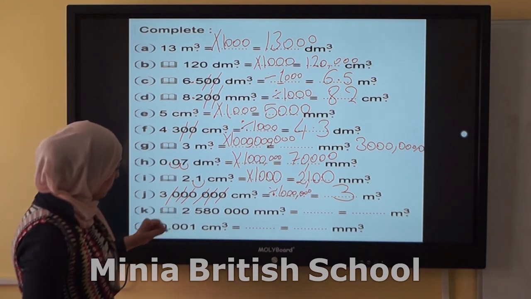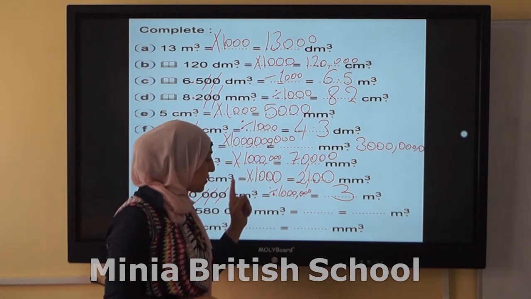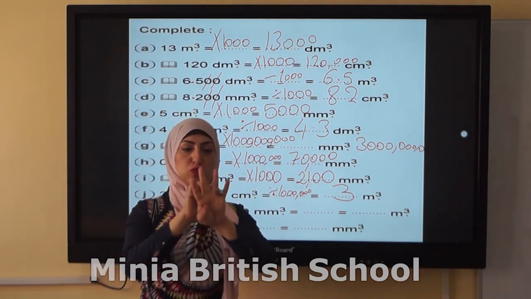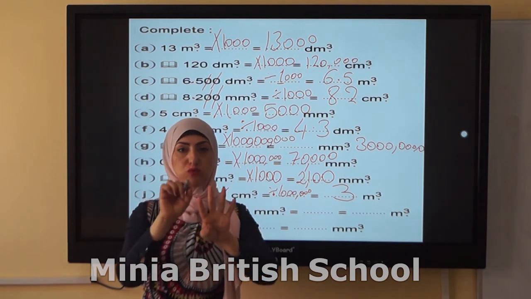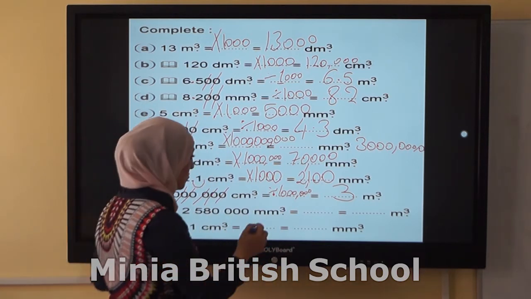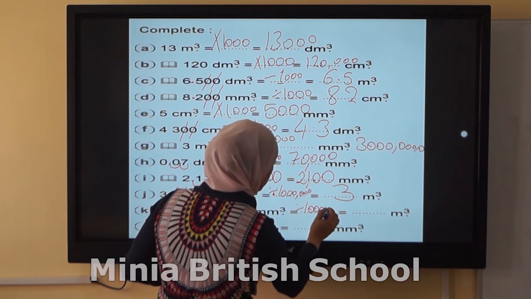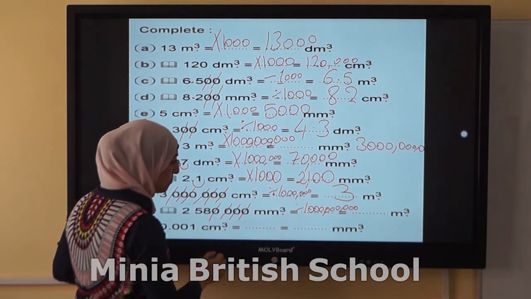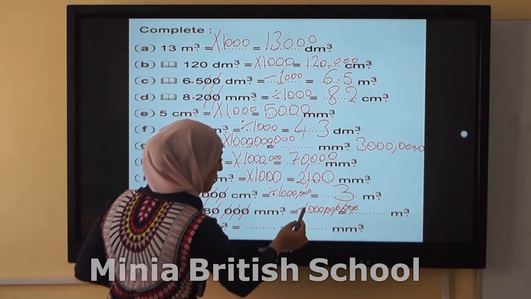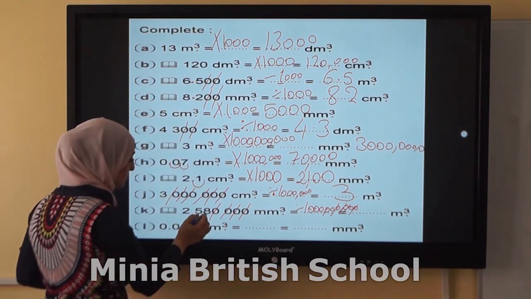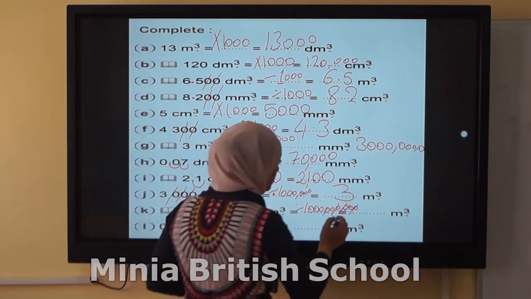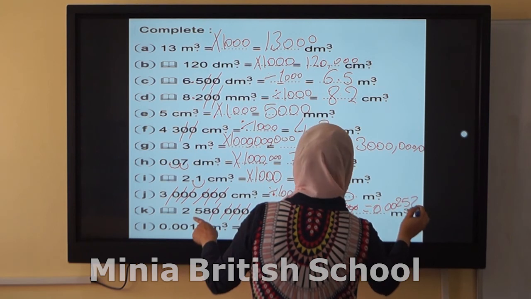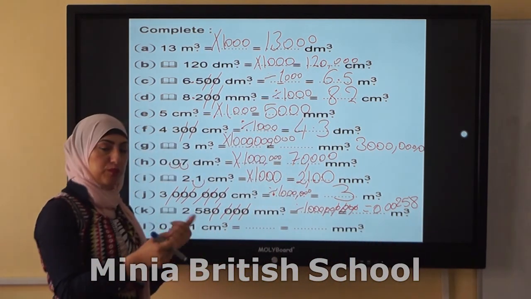The next, 2,580,000 cubic millimeters equals cubic meters. I want to convert from millimeter to meter. 1, 2, 3. Okay, 1,000 times 1,000 times 1,000. It means 1,000 million. So here, divide by 1,000 million. Here, 1, 2, 3, 4. The left is 100,000. So here, 1, 2, 3. Then 2 zeros. So it will be 0.00258. Okay.